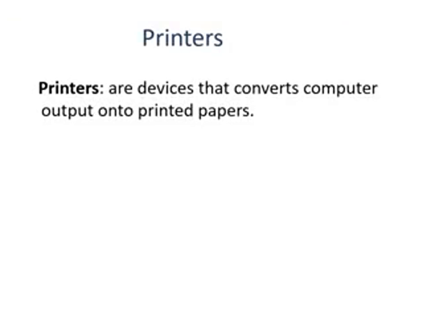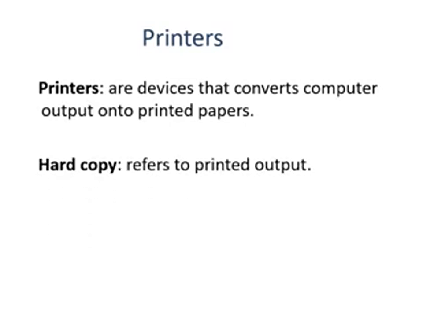Printers are also other output devices, and we all know the purpose and function of a printer, that it converts computer output onto printed paper. When you print, it comes out on paper. What you see on the screen will now appear on the paper. Hard copy, that is what is referred to as printed output.